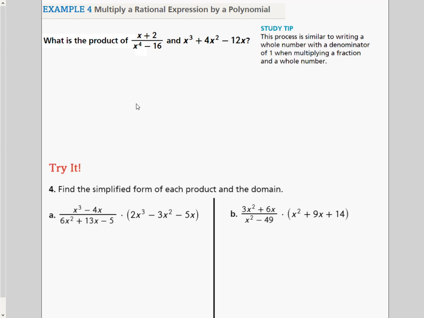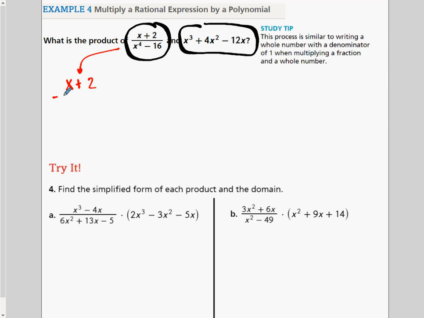Rational expression by a polynomial. And really, this is just the same as multiplying a rational times a rational. It's just that this second piece here doesn't have a denominator. So really, you can just put it over 1, and then you treat it like multiplying a fraction times a fraction. So what we're going to do here is take the first part, x plus 2 over this. We're going to go ahead and factor.